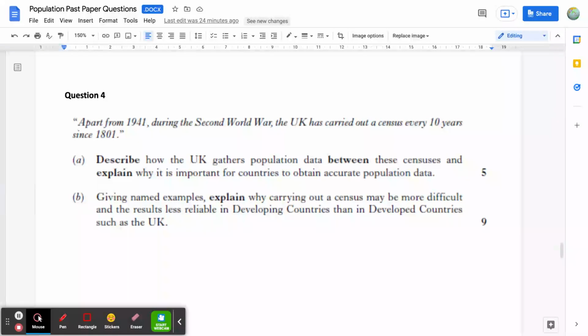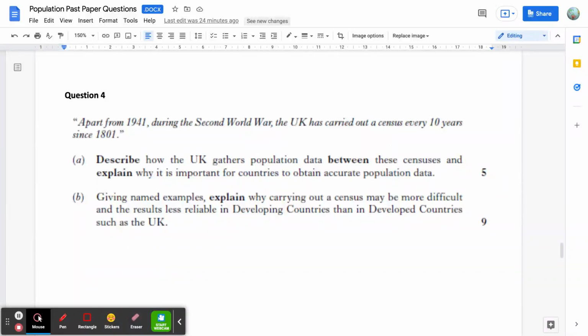So the first thing you'd want to say is that the registry officers across the United Kingdom gather data on all births, marriages and deaths, which ensures we've got reasonably up-to-date numbers certainly on the numbers of people being added to the population every year, as well as those that are leaving the population every year through death. So that's the first way we gather data.